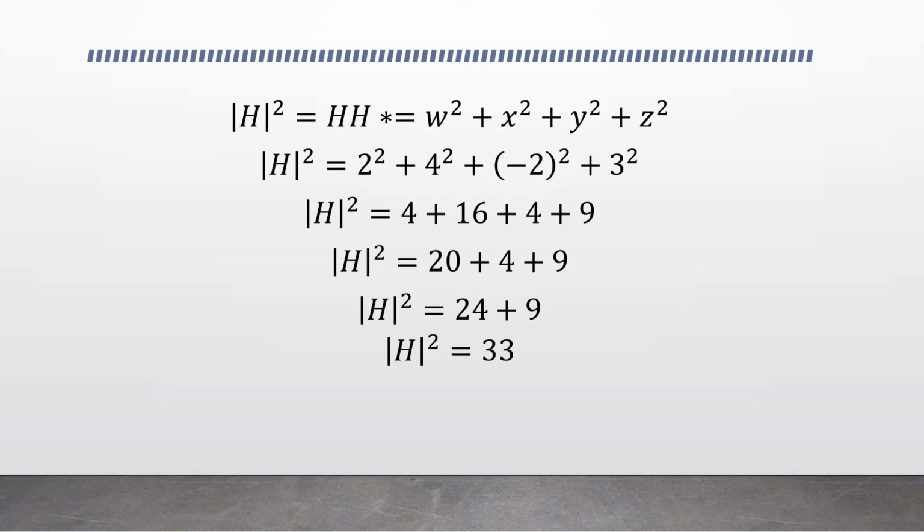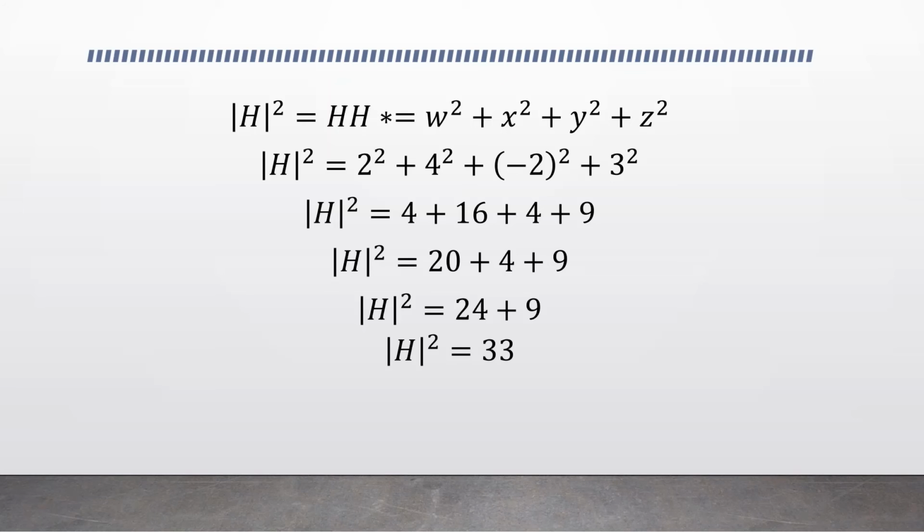Now, all we have to do is add everything. Adding from left to right, we get 20 plus 4 plus 9, which also equals 24 plus 9, and our final answer is 33 when we add 24 plus 9. Therefore, the square norm is 33.